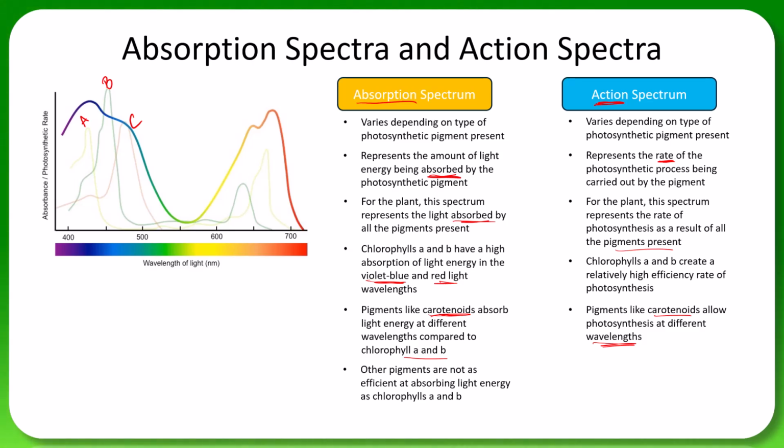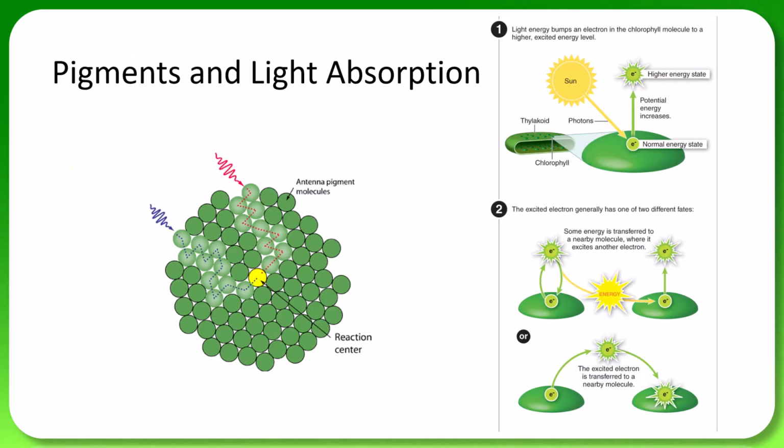Other pigments are not as efficient at absorbing light energy as chlorophylls A and B, and that leads to other pigments not being as effective at achieving high rates of photosynthesis as chlorophylls A and B. Chlorophylls A and B are the primary players in photosynthesis, which is why the absorption and action spectrum peak basically over the chlorophyll A and B peaks. So how do these pigments and light absorption work?